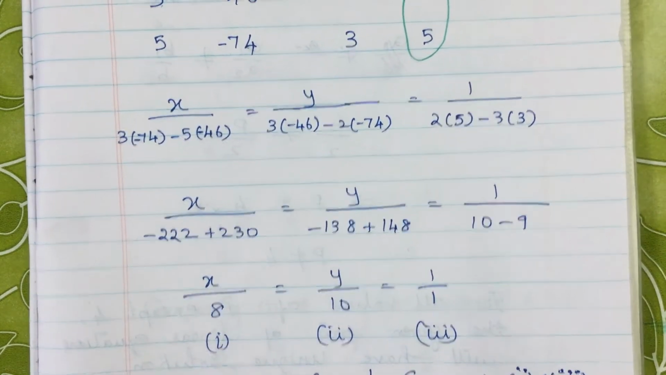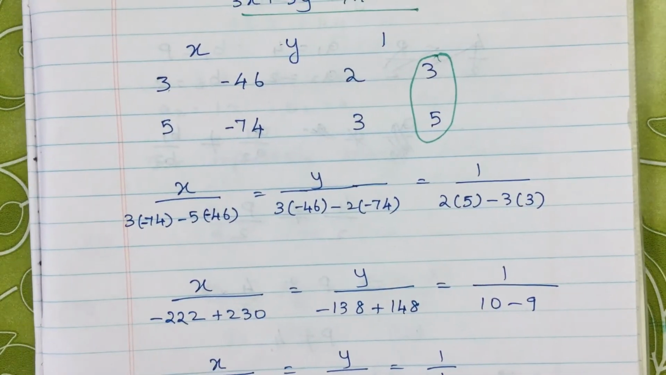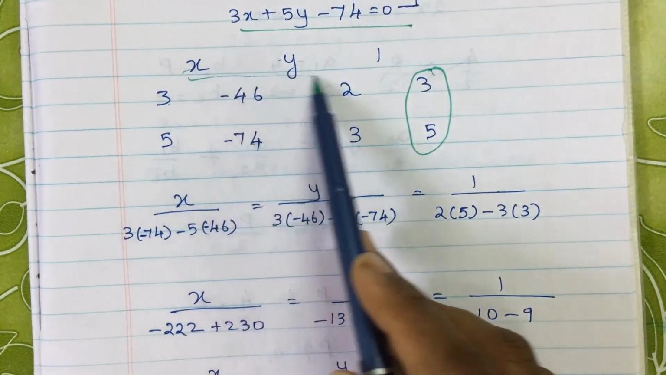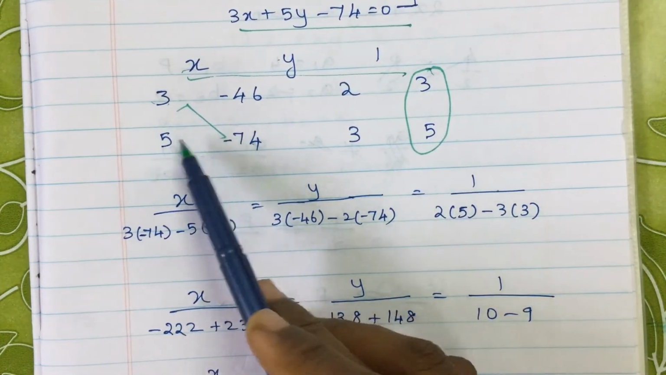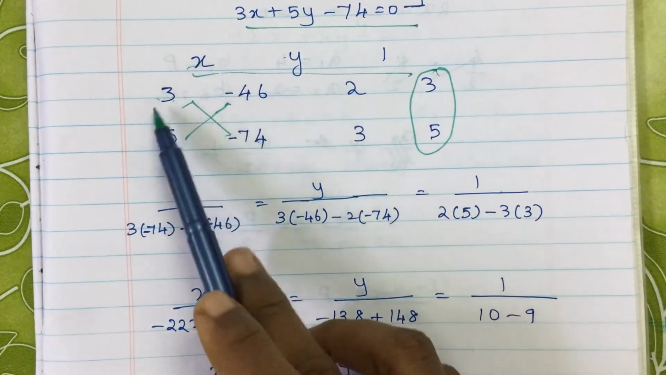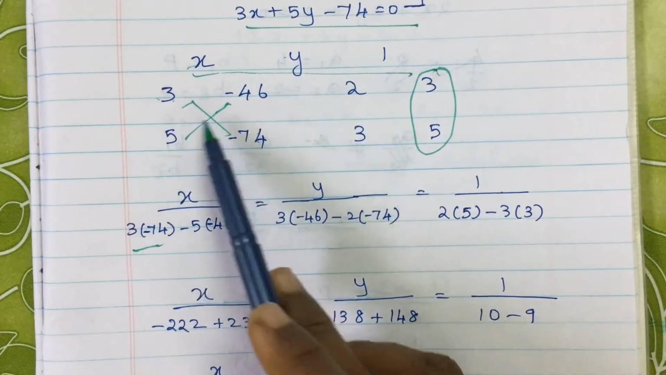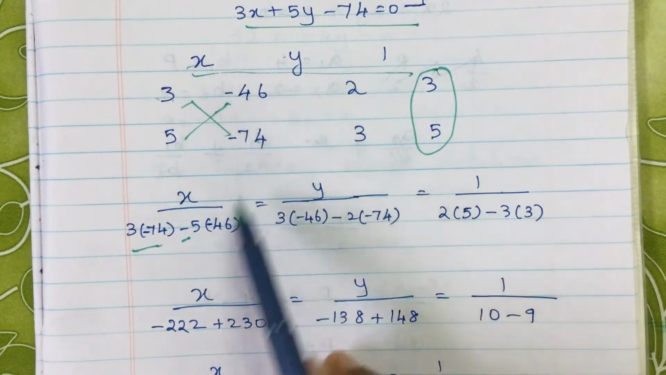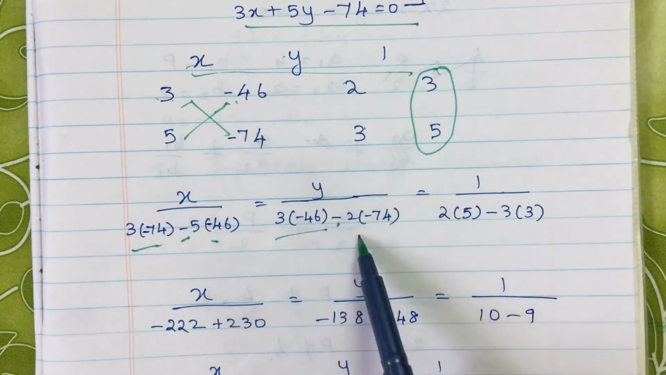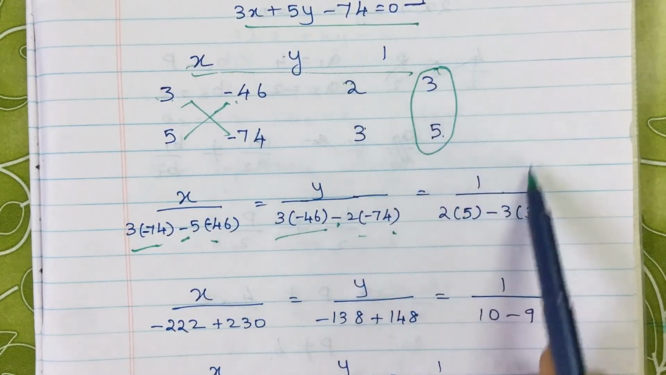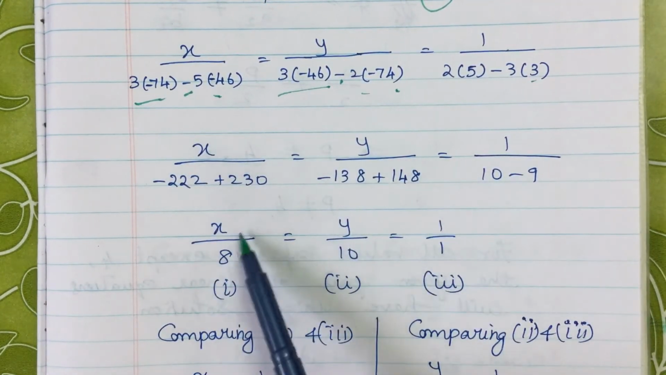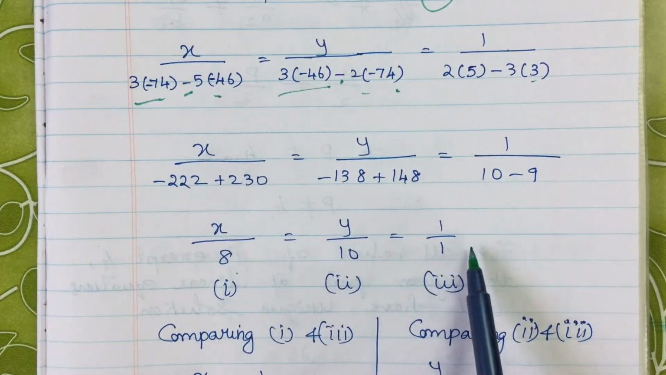So first what you should do, you should write your x, y, 1 and the numerator from here, right? And then you have to cross multiply these numbers by adding minus to the second part. So first 3 into minus 74 I have written here, then I am adding minus, then 5 into minus 46 I have written here. Same way 3 into minus 46, minus, and 2 into minus 74. 2 into 5 minus 3 into 3 is 1. So I have simplified and calculated the values here. It is x by 8, y by 10 and 1 by 1.